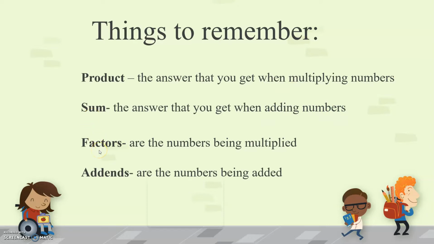Third, factors. These are the numbers being multiplied. So, yung ginamit natin kaninang 2 times 2, yun ang tawag naman doon ay factors. And lastly, addends are the numbers being added. So, yung number na ina-add natin, let's say, 1 plus 1, 2 plus 2. So, ang tawag natin doon sa mga numbers na yun ay addends.